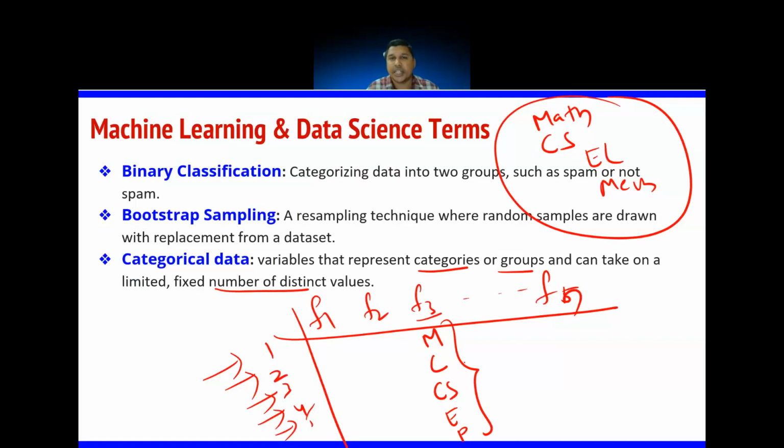So in machine learning, in data science or machine learning algorithms in general, when you have categorical data, you have to convert this categorical data to numerical data. How can we convert? By giving a numbering. Mech as 1, CS as 2, this as 3, this as 4. That way we can convert categorical data to numerical data.